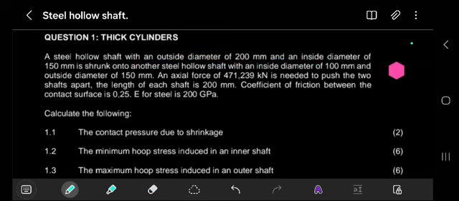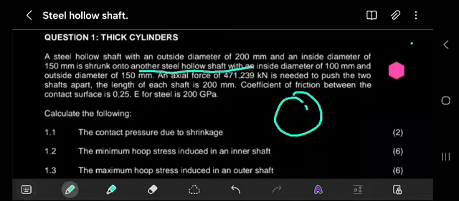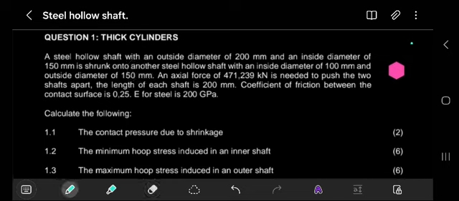Then they say it is shrunk onto another steel hollow shaft. Imagine you are shrinking a hollow shaft onto another hollow shaft. You'll have 3 diameters like this, 1, 2, 3, which will have some common diameter there. A hollow shaft with the inside diameter of 100 and the outside diameter of 150.